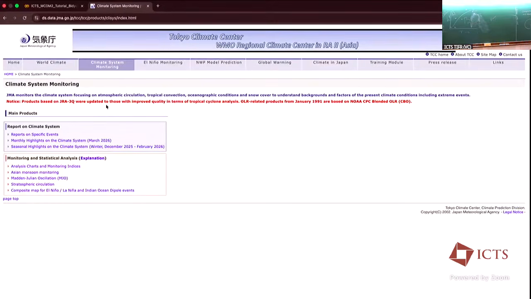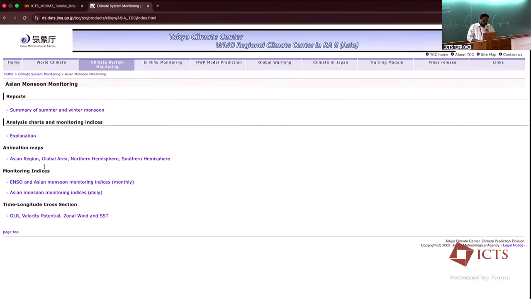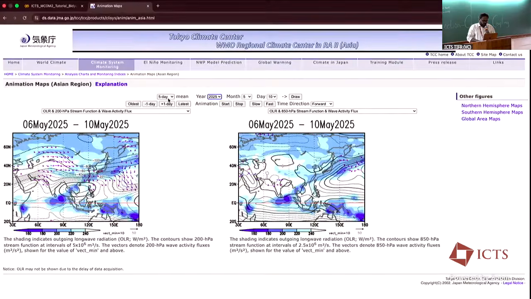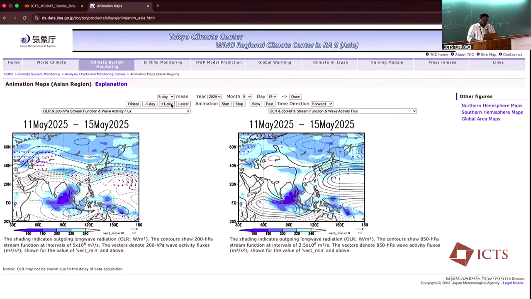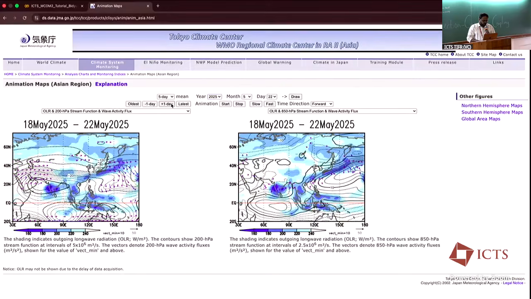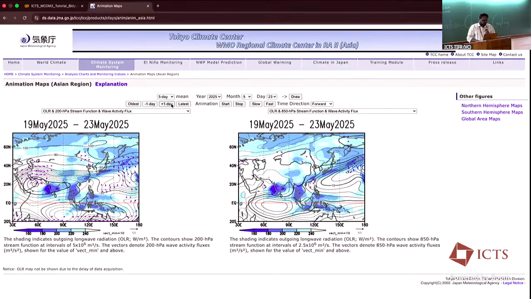So here is this climate monitoring system from the JMA website. We can go for the Asian region. This event occurred in 2025. We have a 5-day mean here, and the date closest to the event is... so I'll take an average of 19 to 23.